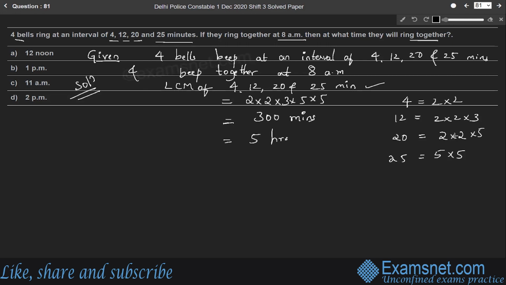So the 4 bells ring together at 8 a.m. Then at what time will they ring together again? They will ring together after 5 hours. That is 13:00. What is 13:00? Which is 1 p.m. So they will be together again at 1 p.m. Therefore, the answer is 1 p.m.